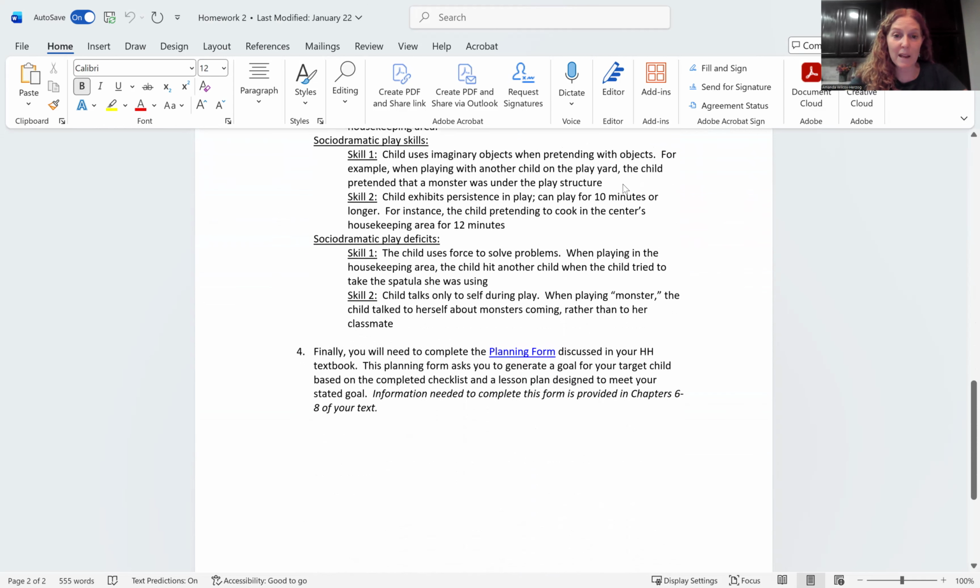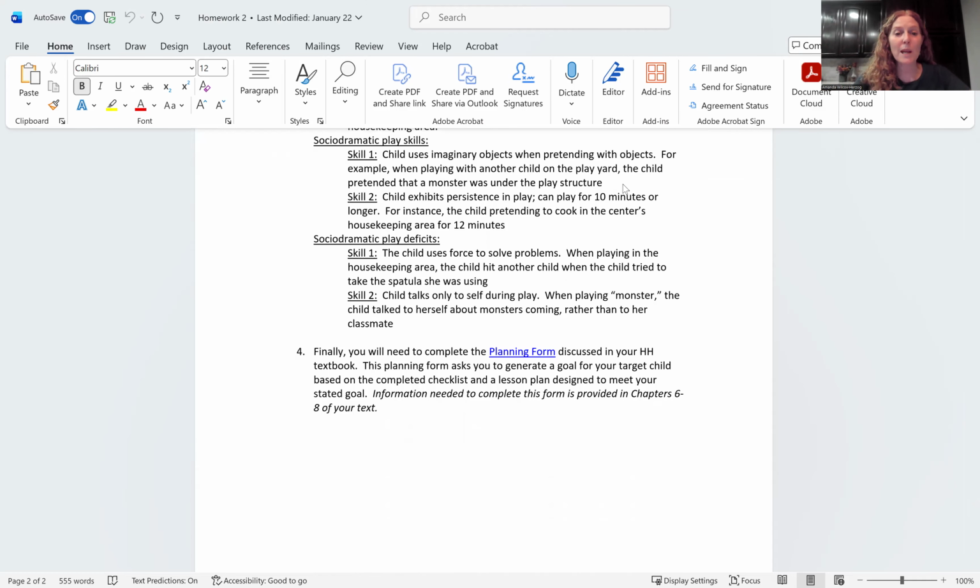And then finally, for this assignment, you're going to do piece number 4. You're going to complete the planning form. I'm going to be talking about the planning form in the Evaluating Play lecture. It's also discussed in chapters 6 through 8 of the H&H textbook. It's a very simple form to complete.